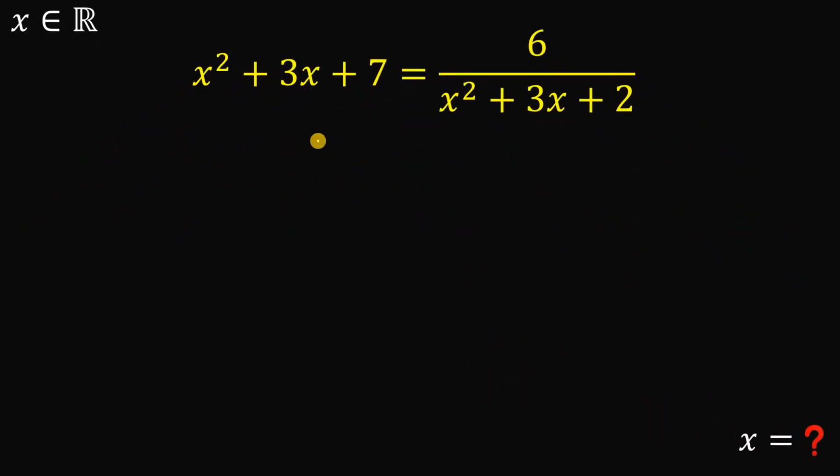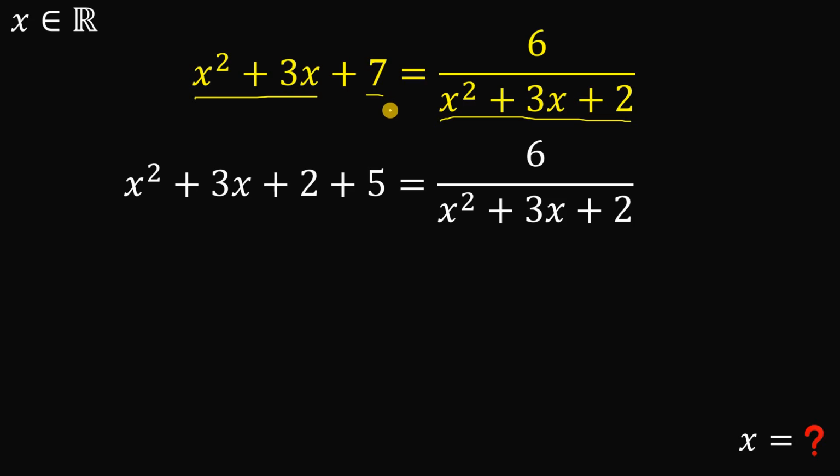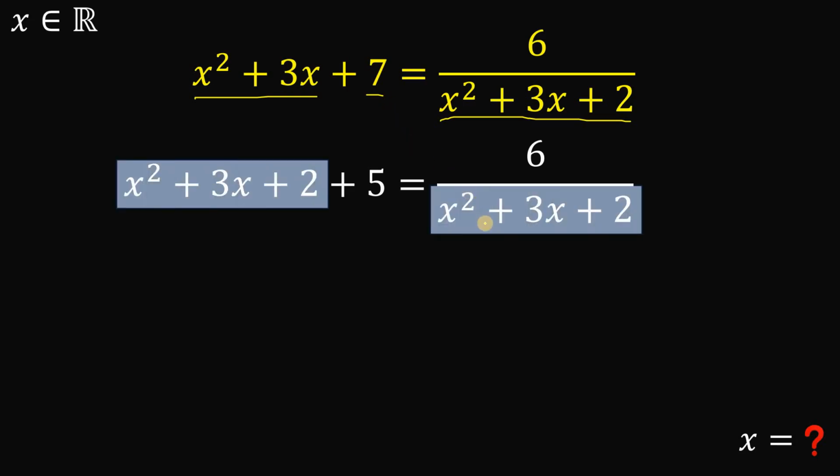Alright, so given this equation, the goal is to find the value or values of x that satisfies this equation. Now, notice in this equation, we have x squared plus 3x plus 2, and we have x squared plus 3x is the same thing, and this 7, we can break this 7 as 2 plus 5. And now, notice we have two same expression, and if we have two same expression, the trick is to replace this with another variable, and now let's call this as t. So our equation now becomes t plus 5 equals 6 over t.